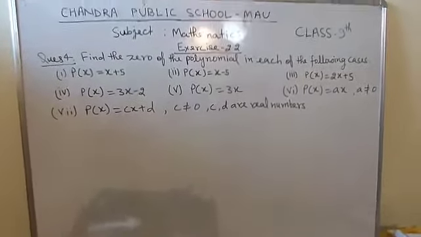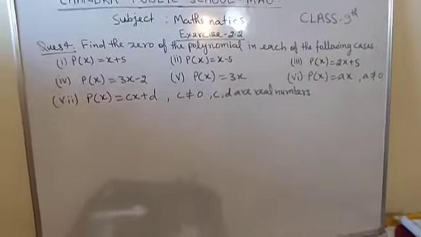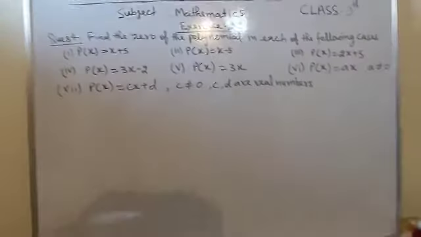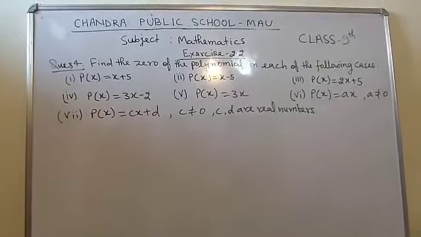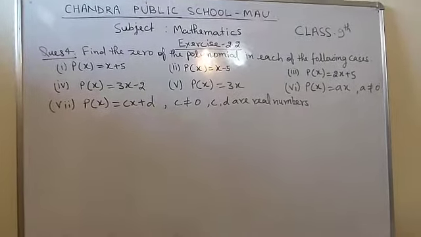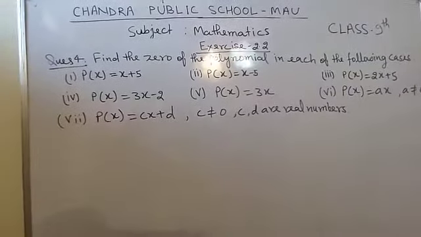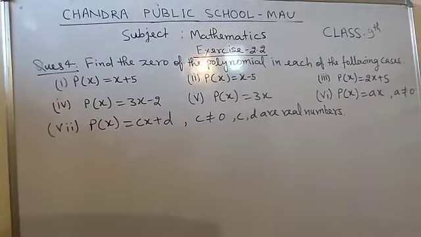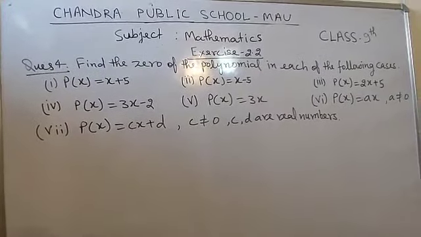In the previous video I had explained the way to find the zeros of a polynomial. First you need to put that polynomial equal to 0 and find the value of x, that will be the zero of the polynomial. So here I am going to explain certain parts and the rest of the parts I am going to leave, that you will solve by yourself.